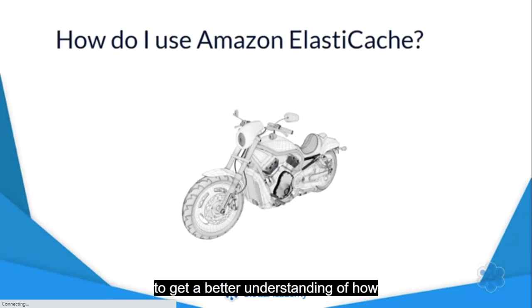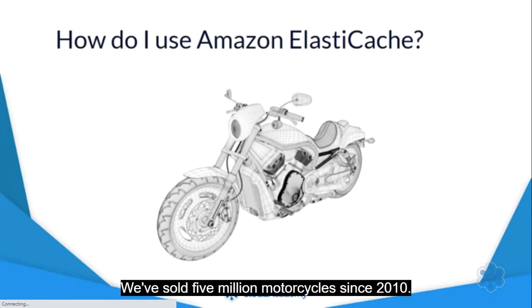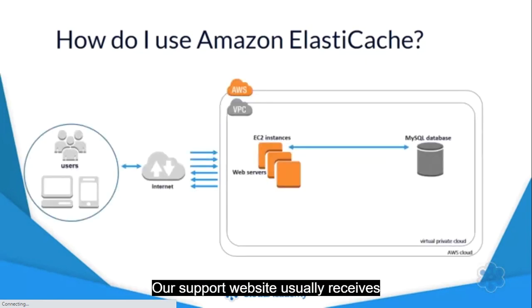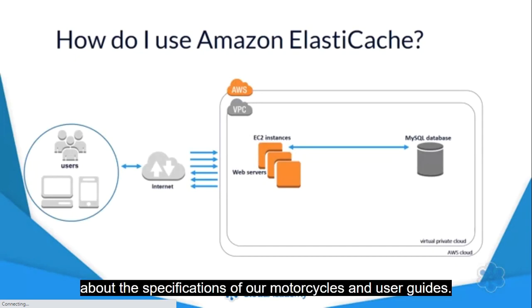Now let's take a look at a scenario to get a better understanding of how ElastiCache really works. Let's imagine we manufacture motorcycles, and we have a website that provides support information about the range of motorcycles that we sell worldwide. We've sold 5 million motorcycles since 2010. Our support website usually receives around 100,000 hits a day, generally from people looking for information about the specifications of our motorcycles and user guides.